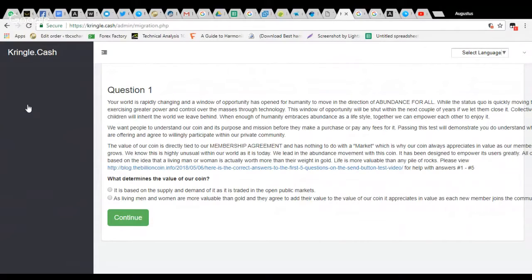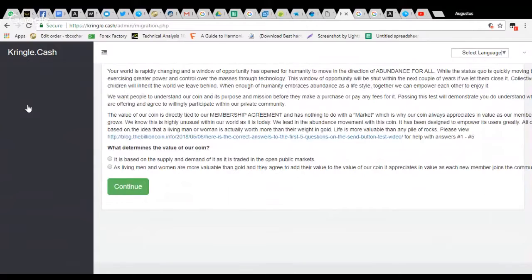Okay, so we have a link there that you can click to read more for help. So the first question is, what determines the value of the coin? The value, as we read earlier, is not traded based on demand and supply. It appreciates based on the number of people registering into the billion coin community. So the first answer, it is based on the supply and demand as it is traded on the market? No.